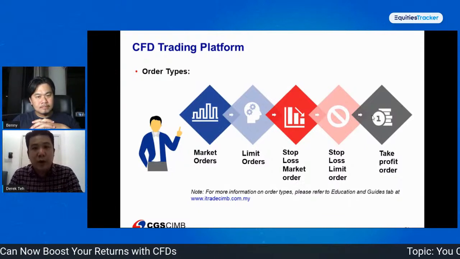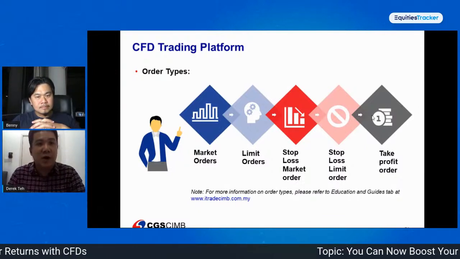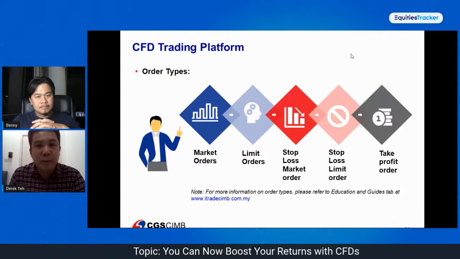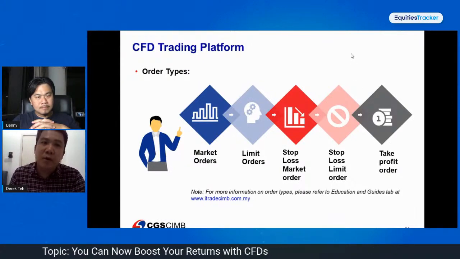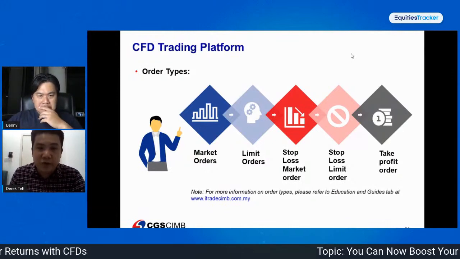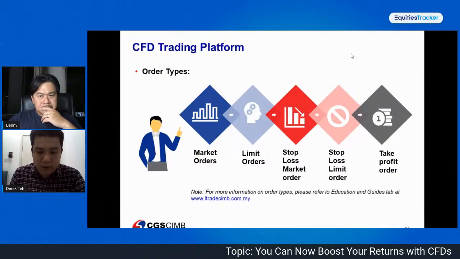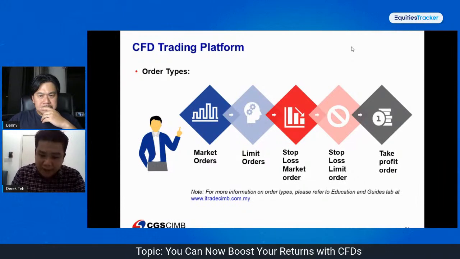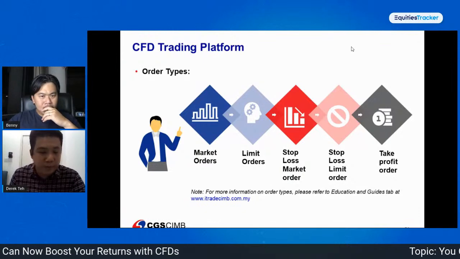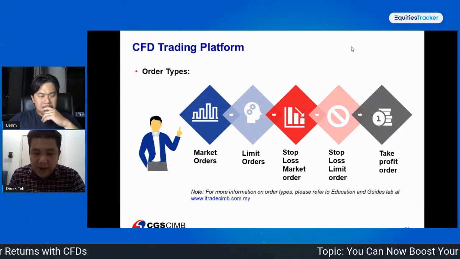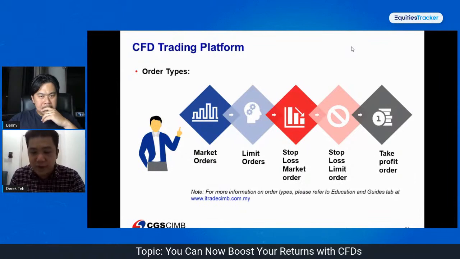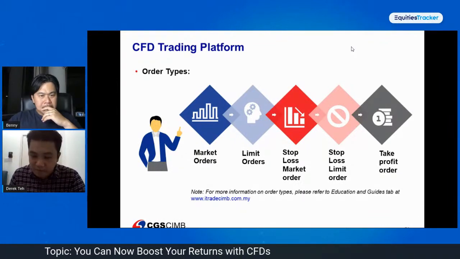Okay, so what type of order types? Maybe a lot of you will be asking, what type of order types can I use in the CFD trading platform? We can use market orders. Actually, market orders are buy or sell orders to be executed immediately at current market prices. As long as there is sufficient liquidity in the market, the order will be filled.